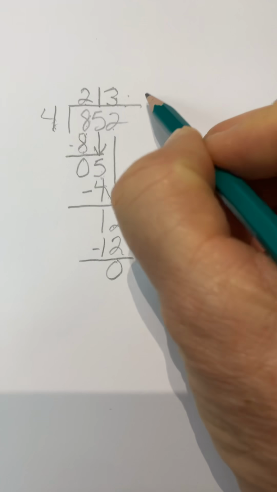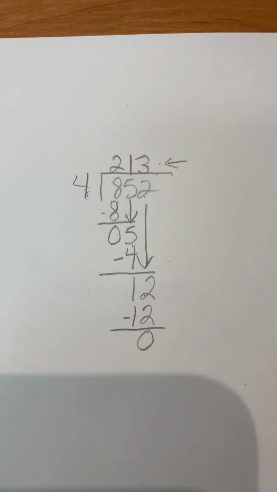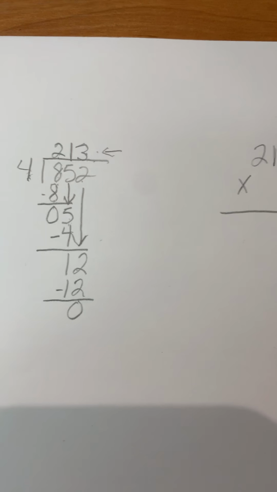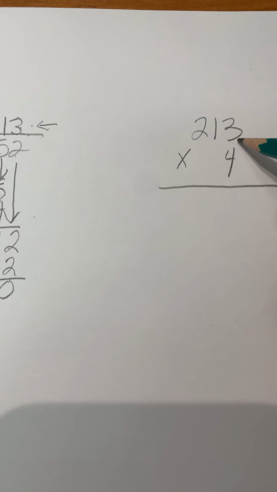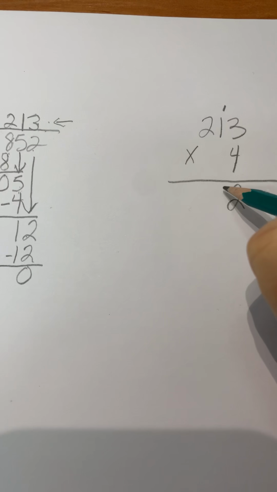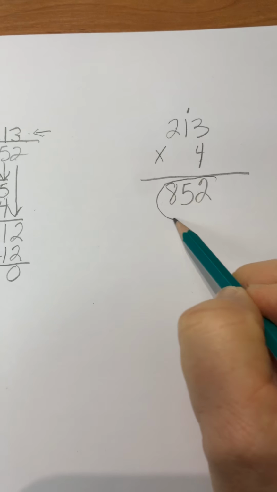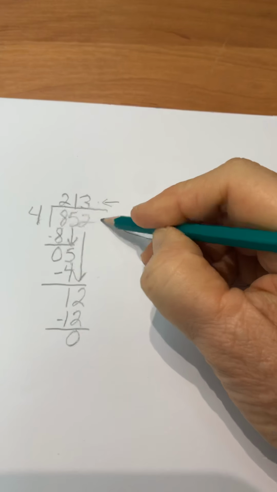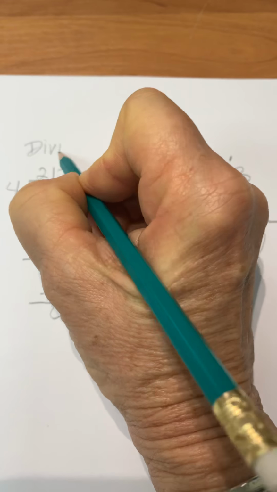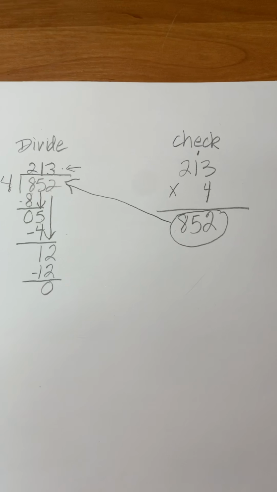So I take my quotient, which is 213, and I multiply it by 4, which is my divisor. And then I should get my dividend. So 4 times 3 is 12, and I put down my 2 and I regroup. 4 times 1 is 4, plus 1 more is 5. And I know that 4 times 2 is 8. So this number is the same as this number. So now I have done my check. This is my divide, and this is my check. And I need to have both of these in order to complete the problem.